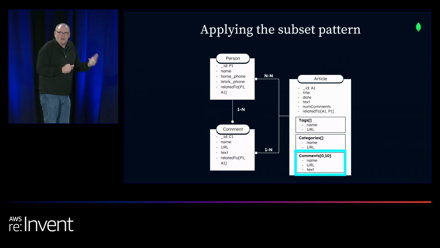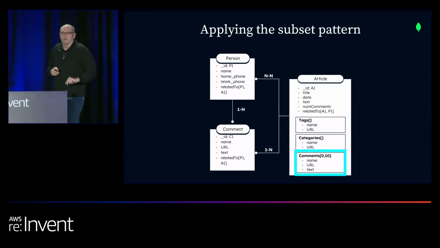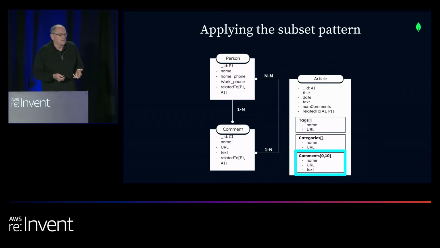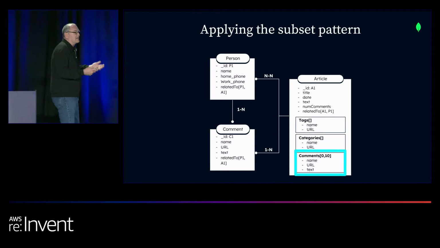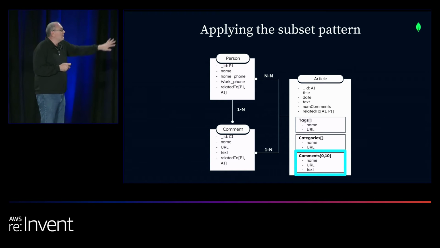But I have secondary access patterns. Get me all the articles for a person, right? Get me all the people associated to an article. Get me all the comments associated to an article, right? These are things that run at low frequency, things I really don't care about the efficiency of because they're not running hundreds of times a second. Get article by ID is my most common access pattern, so I'll optimize for that.